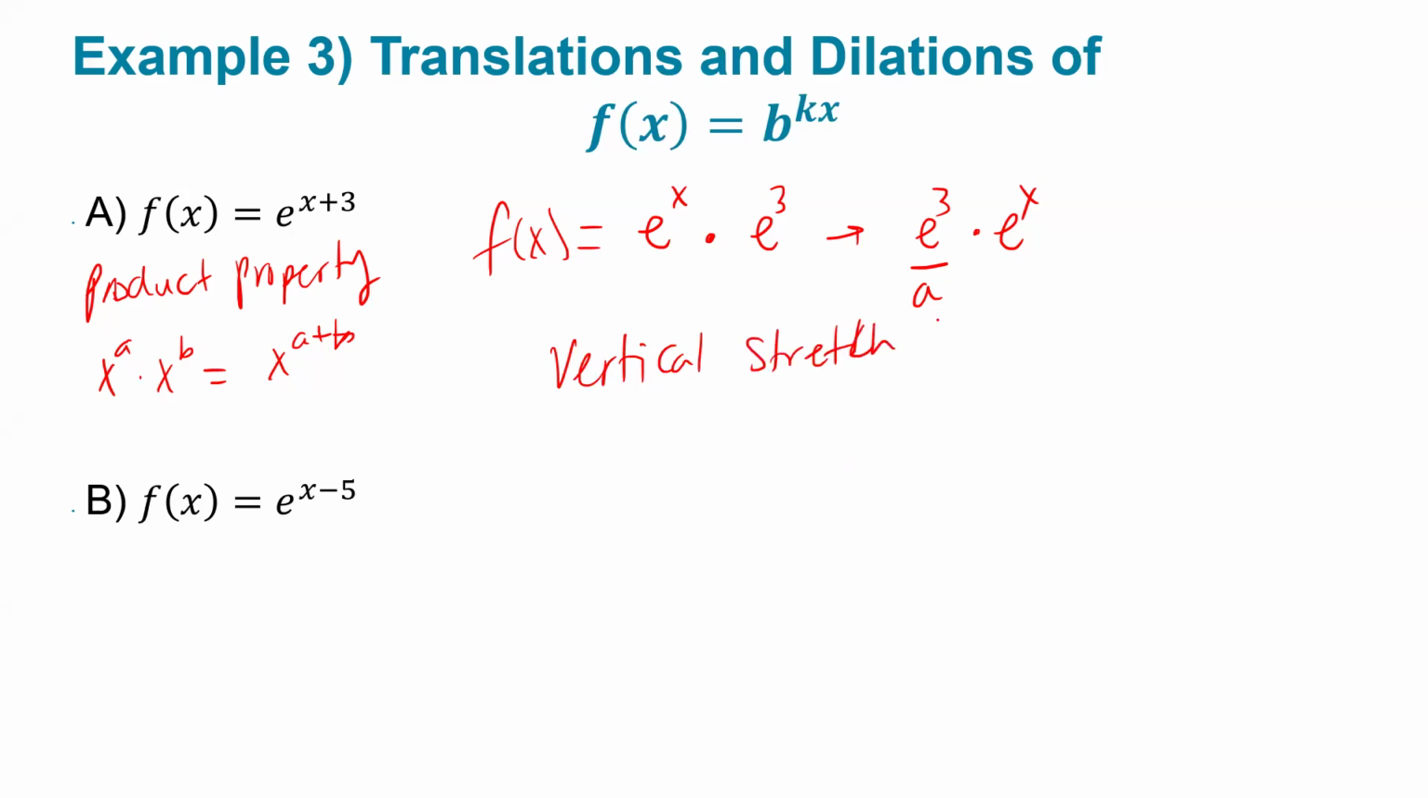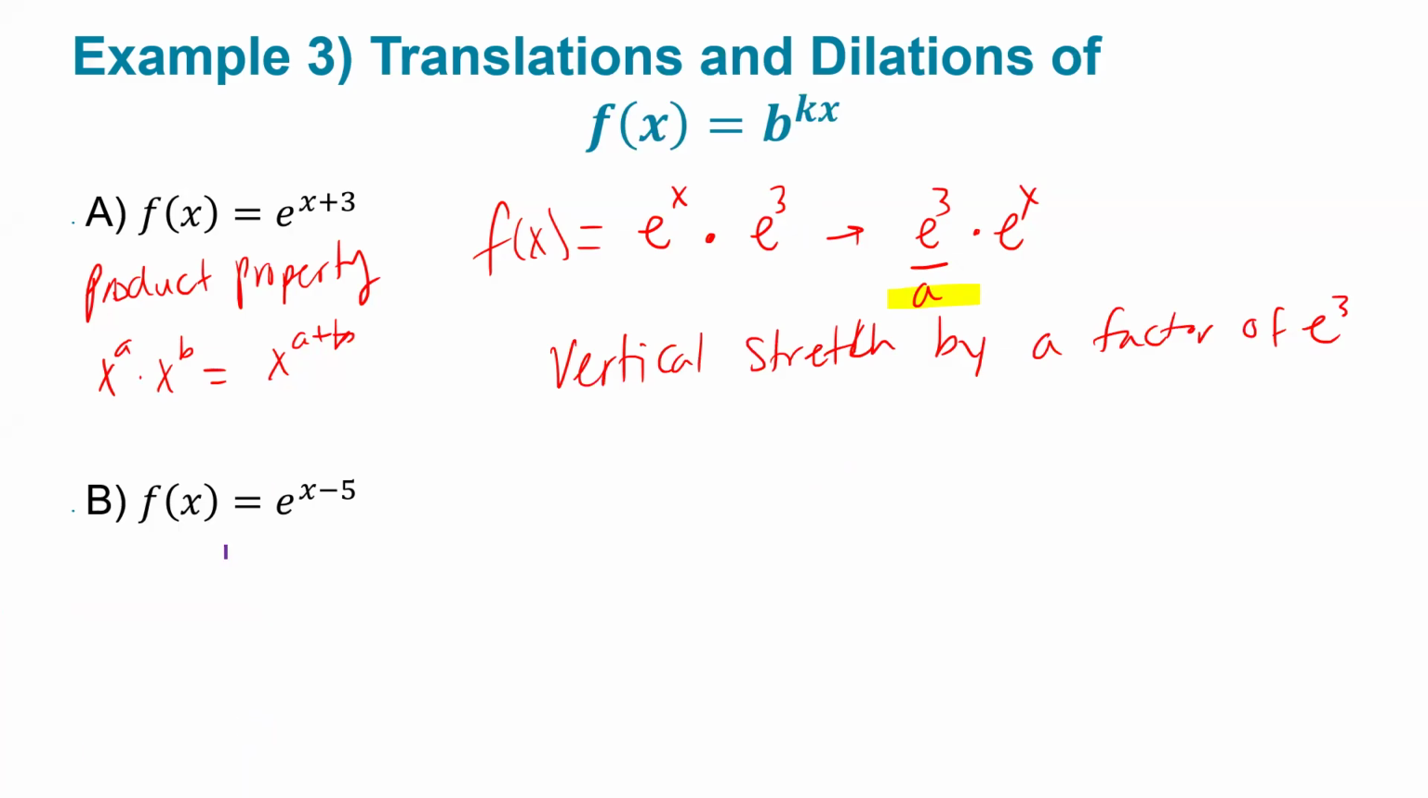It's a vertical stretch by a factor of e to the third. That's because a describes whether it's a vertical stretch, compression, or reflection, right? And because the absolute value of it is greater than 1, that makes it a vertical stretch. Okay, let's try the next one.